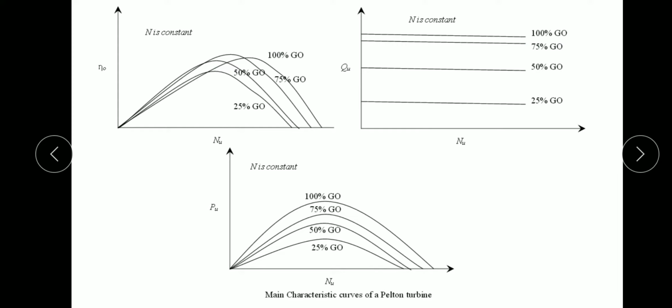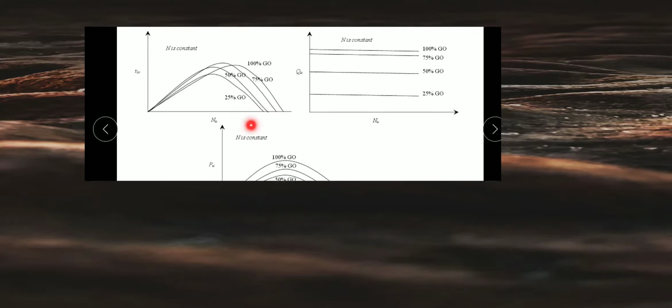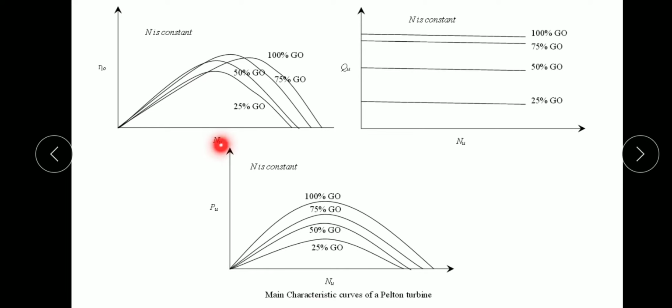In this case, the speed is varying, that's why they have taken it on the x-axis. With the variation of speed, this is the performance of the main characteristic curves of the turbine. See, this Nu, how overall efficiency is varying with Nu, how Qu is varying with Nu, how Pu is varying with Nu. This is constant head, that's why there is no question of H value here. Sorry for the mistake here, not N is constant, this is H is constant, head is constant. Please remember that point.